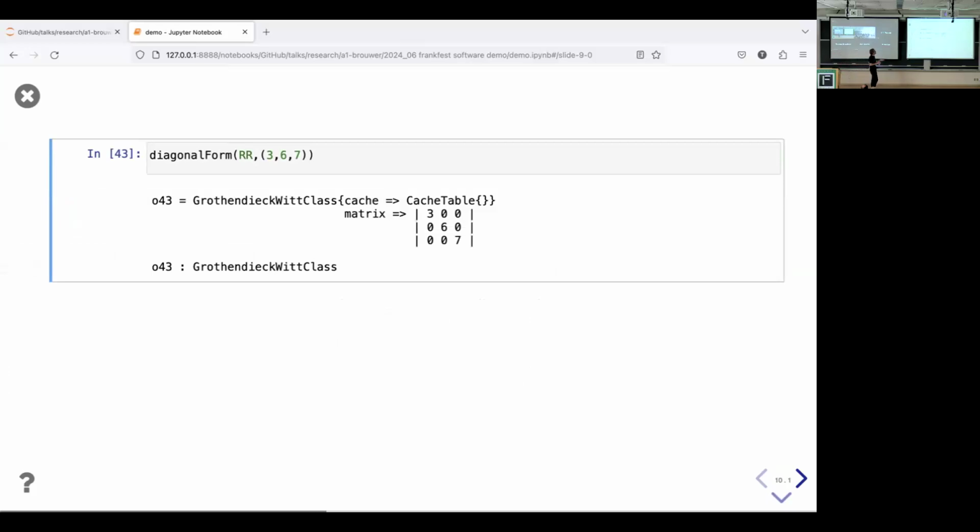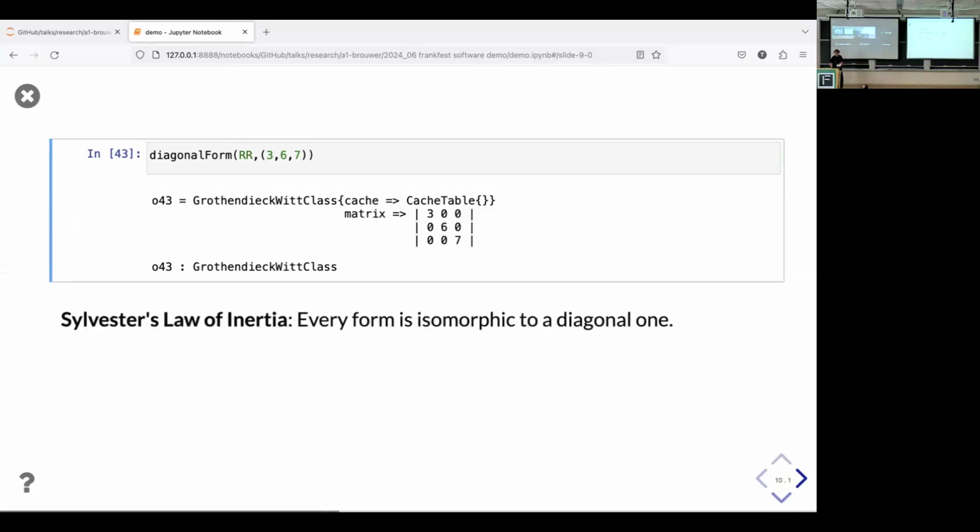So I can also specify a list of integers, or a list of elements over your field, and I can produce a diagonal form here. And this is the diagonal form 3, 6, 7. And there's this old theorem that goes back to Sylvester, which says every form is isomorphic to a diagonal one. What this means is that every symmetric matrix will be congruent to one that's diagonal. And again, this is not diagonalization of matrices, right? You're not getting eigenvalues. What I'm doing, roughly speaking, is I do a row operation, and then I immediately do the same operation on columns.